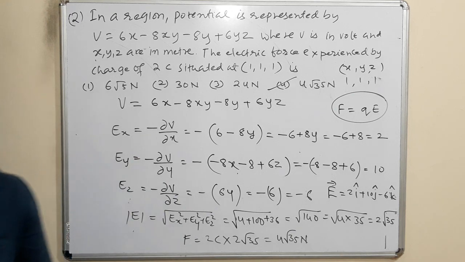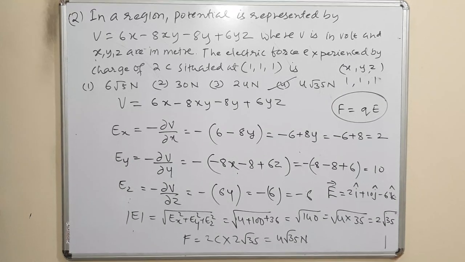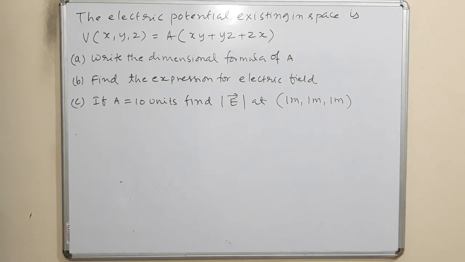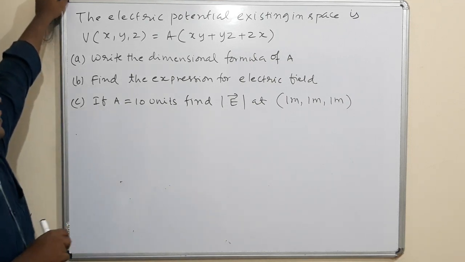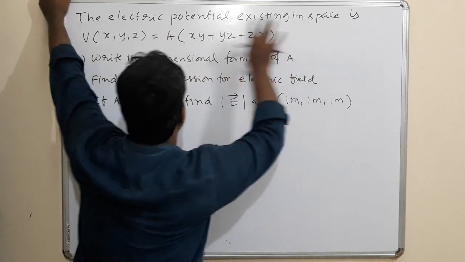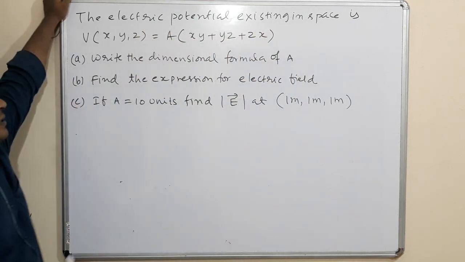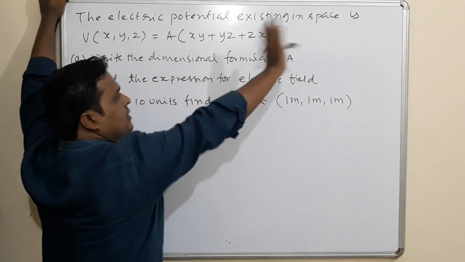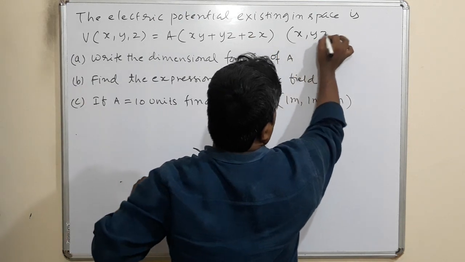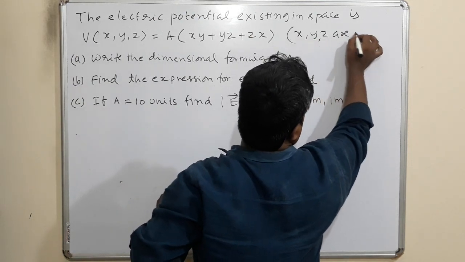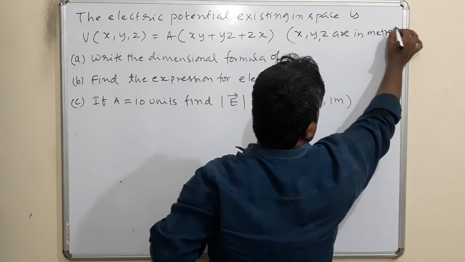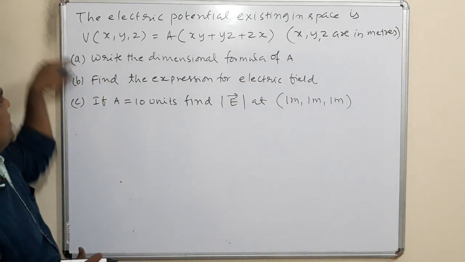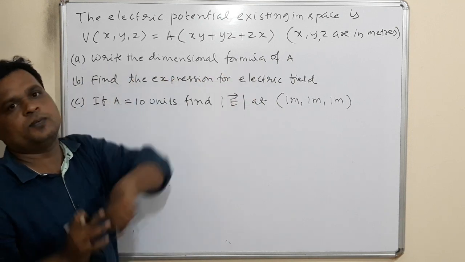We'll discuss one more example. Okay, we'll continue with this question. See what the question is. Electric potential exists in space in all three coordinates, where V is constant A multiplied by xy plus yz plus zx. Let us take that x, y, z are measured in meters. Then the first question they ask is, write the dimensional formula of A.